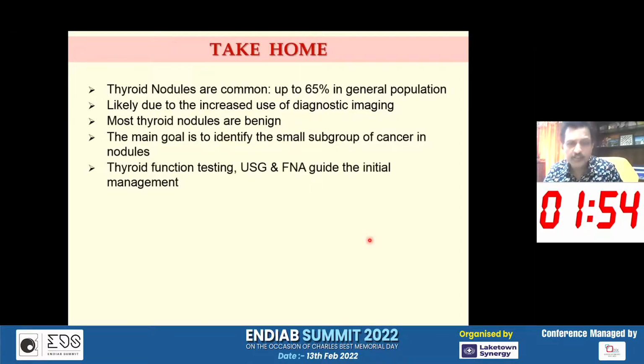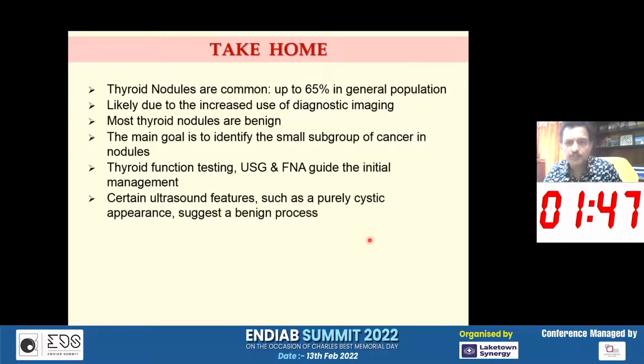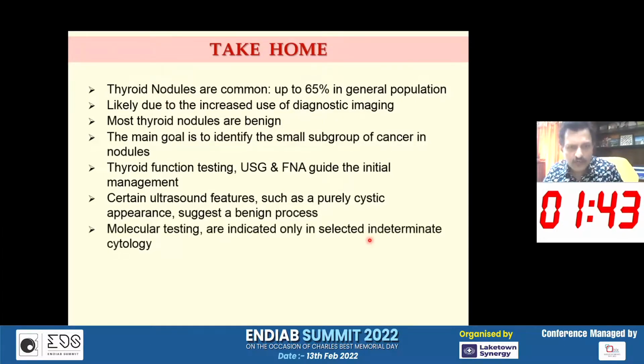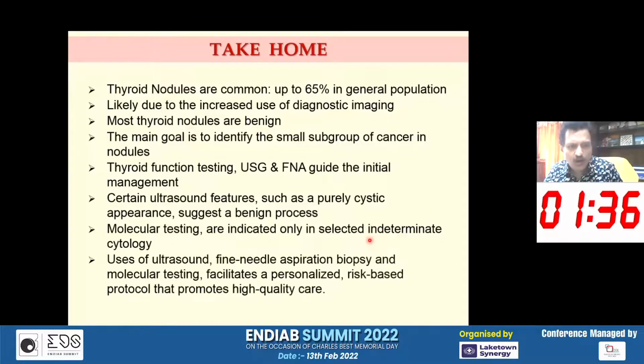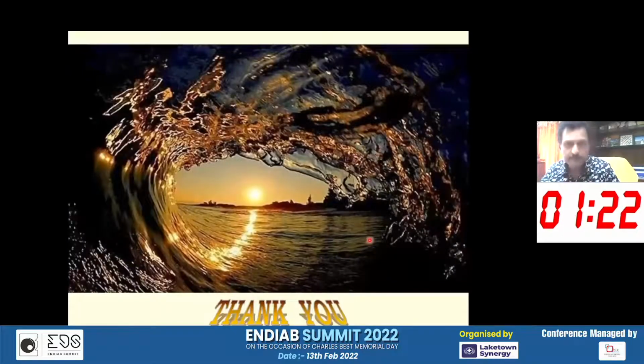Thyroid function testing, ultrasound, and FNA guide the initial management. Certain ultrasound features such as purely cystic appearance suggest a benign process, and molecular testing is indicated only in selected indeterminate cytology patients. Use of ultrasound, fine needle aspiration biopsy, and molecular testing facilitates a personalized risk-based protocol that promotes high quality care. With this, I conclude. Thank you very much for your patient listening.